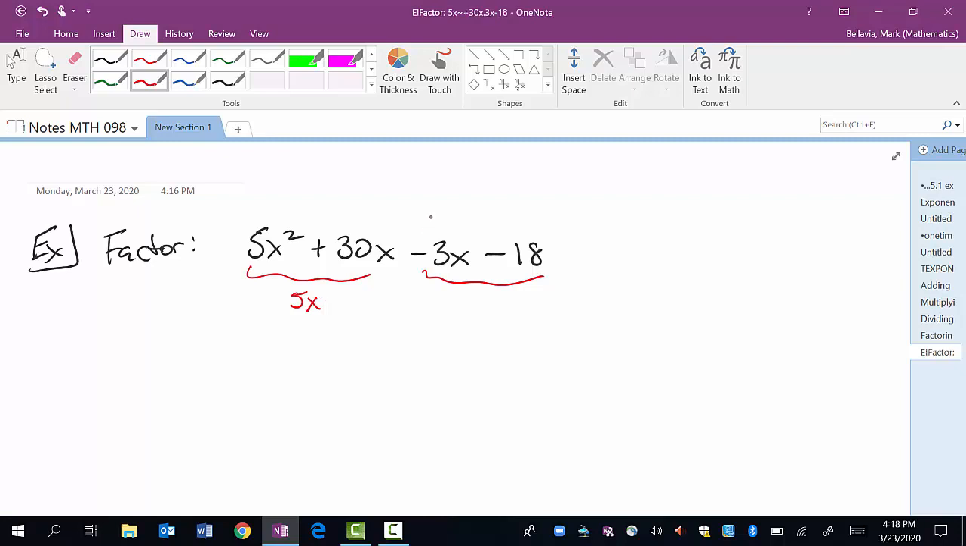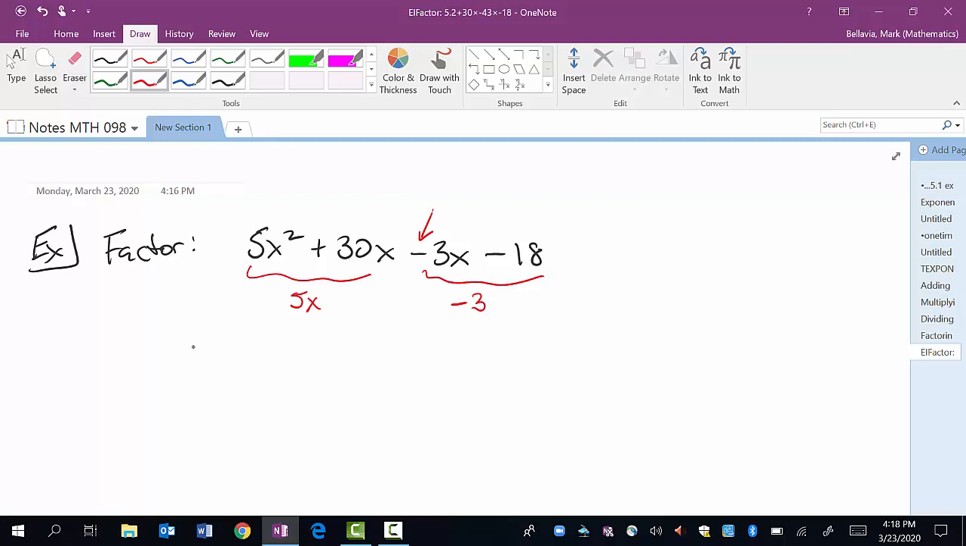For the second group of two, remember, the first term being negative means you're definitely taking out a negative. And then you're comparing a 3x and 18. 3 and 18, the GCF is 3. Here we have an x, but there are no x's in the other terms, so you can't take any x's out of there. Remember, it has to be common to all terms.